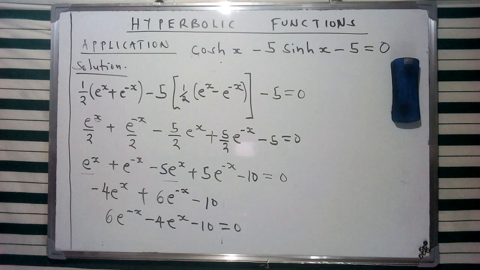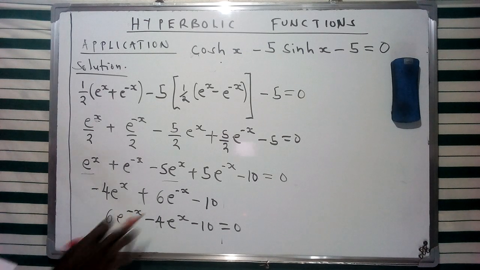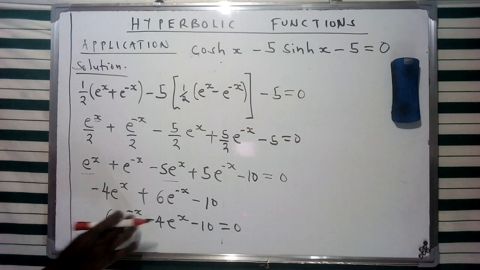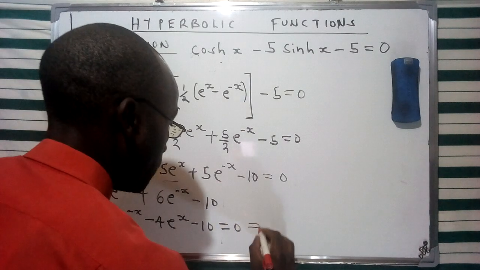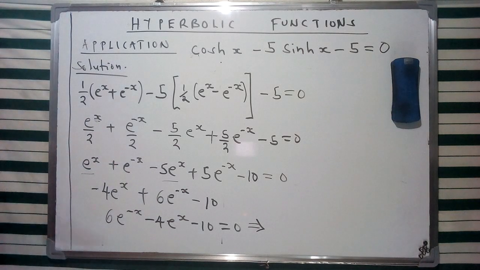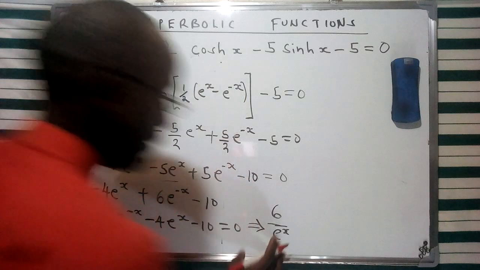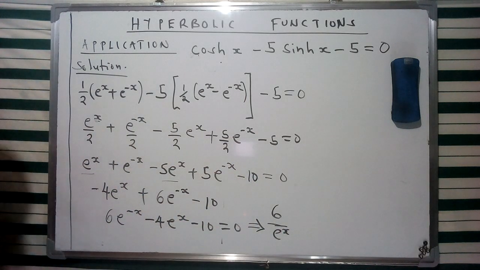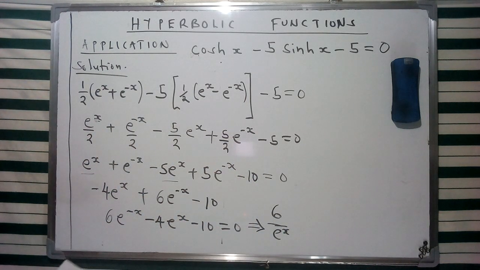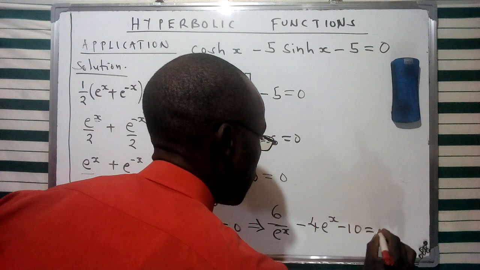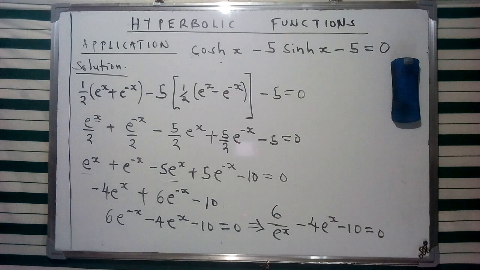Next, we can represent this in terms of the reciprocal: this e^(-x) represents a reciprocal of 1 over e^x. So we can transform this last bit of the equation into the form 6 over e^x. The exponent of e^x has changed from negative to positive in this order. So this is, of course, 4e^x minus 10 is equivalent to 0.